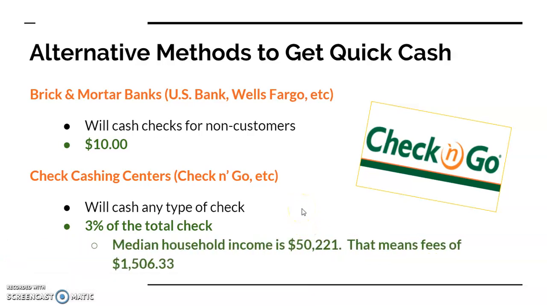And believe it or not, the median household income is about $50,221. That means fees of $1,506.33. So a small percentage of a very large number becomes a pretty nice number indeed. That is how some of these places, alternative methods to getting quick cash, make money and provide customers with a service.